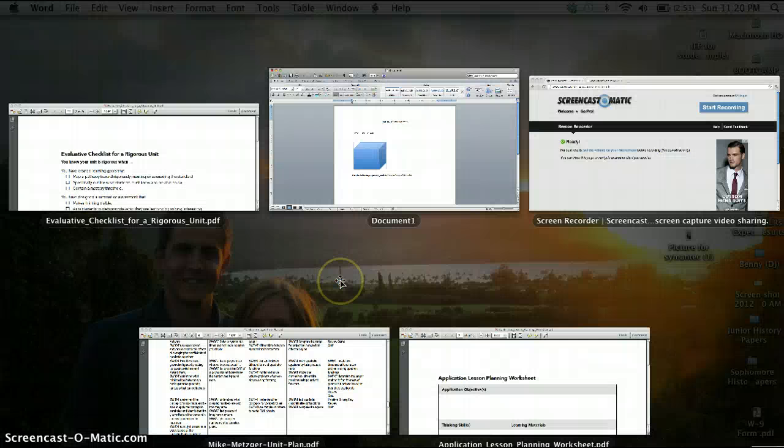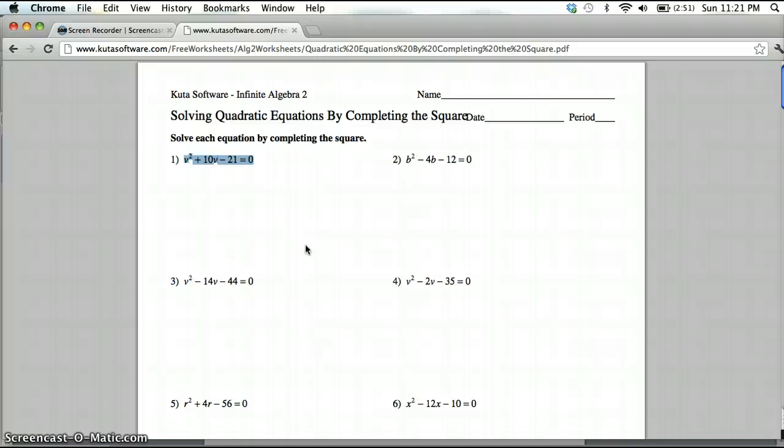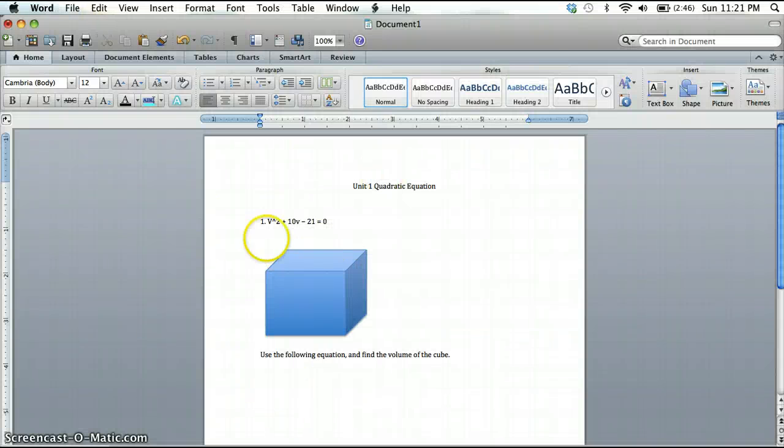And I got this question from a website called Kuta Software, which is great software, and I took this question. The question said, solve each equation by completing the square. So I copied and pasted this question onto my unit exam. And I thought, that's a little bit easy, just having students solve the quadratic equation by completing the square. So I'm going to now turn this question into a rigorous question.